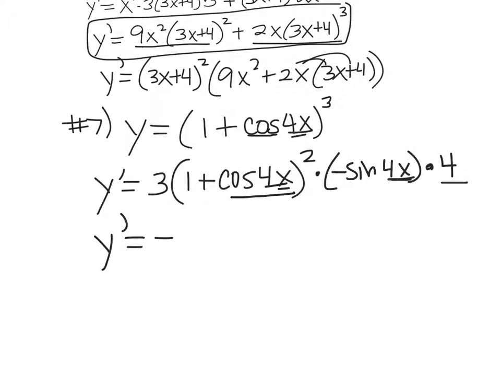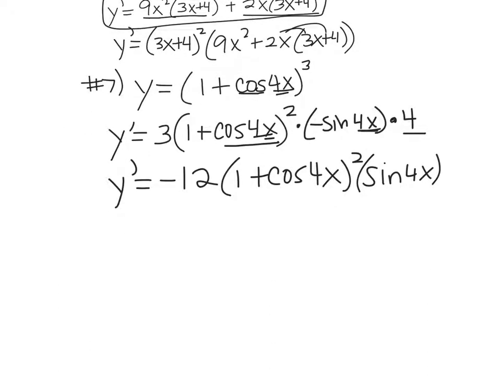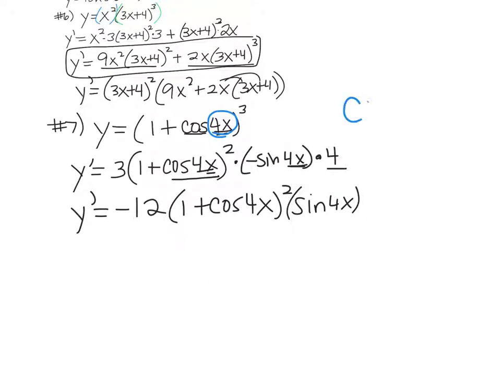Yeah. All right, so we get negative 12. We can bring the negative 12 out front. 1 plus cosine of 4x squared times the sine of 4x. That's the answer. Did you not understand that one? There's 3, okay? Anytime you have the cosine of something other than just x, you have to take the derivative again. So cosine of 4x, the derivative of that, if you want to put parentheses around it to kind of remind you, you can.